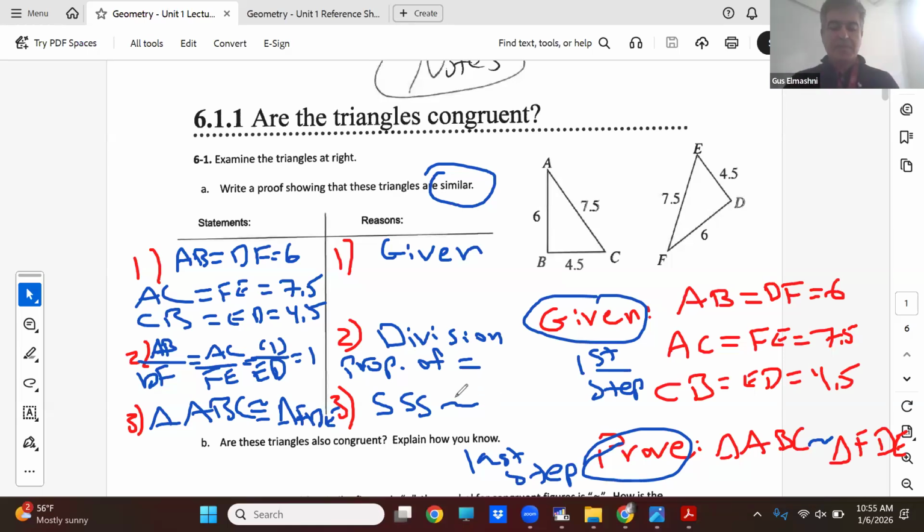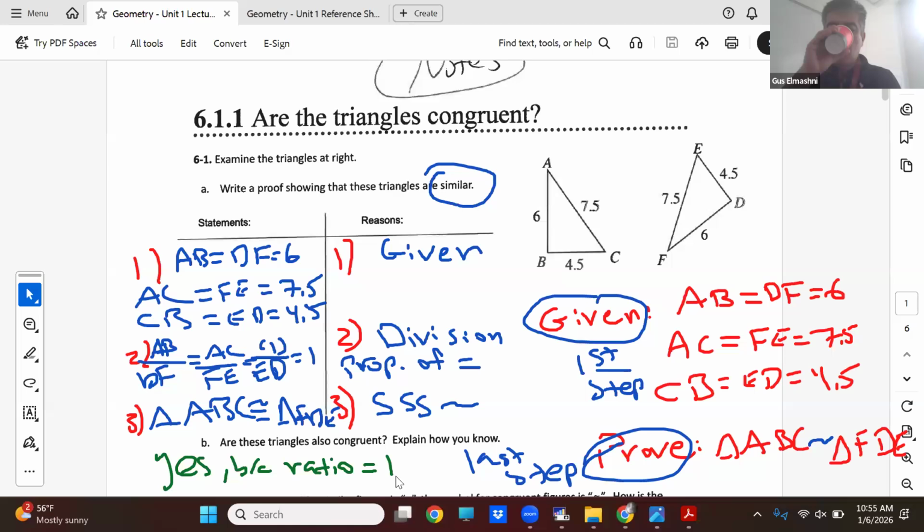Yeah, so that's part A. Now for part B, are these triangles also congruent? Well, yes. And that's because the ratio equals 1. It's 1 to 1. So of course they're congruent.